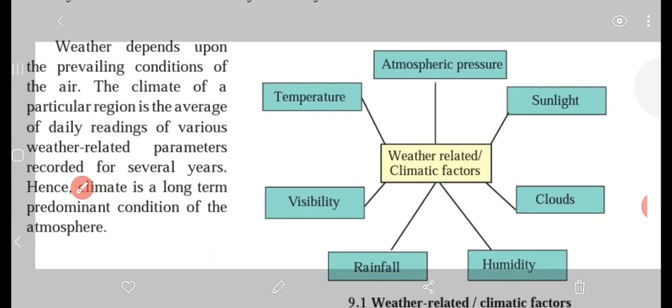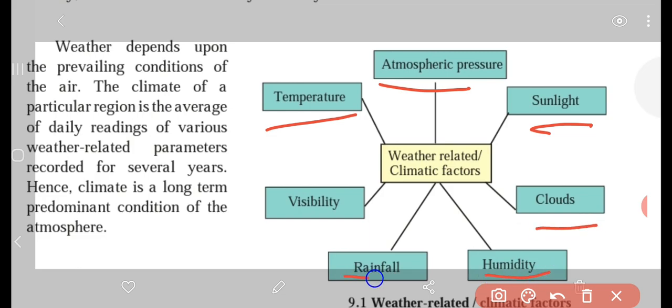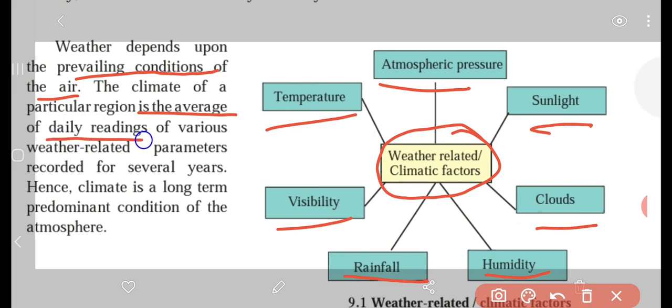Okay, now you can see in this diagram how factors are related to weather, like temperature, atmospheric pressure, sunlight, clouds, humidity, rainfall, visibility. So these all are weather related and climatic factors. Fine. So weather depends upon prevailing conditions of the air. Prevailing means existing. The climate of a particular region is the average of daily readings of various weather related parameters recorded for several years. So what is the difference between weather and climate?